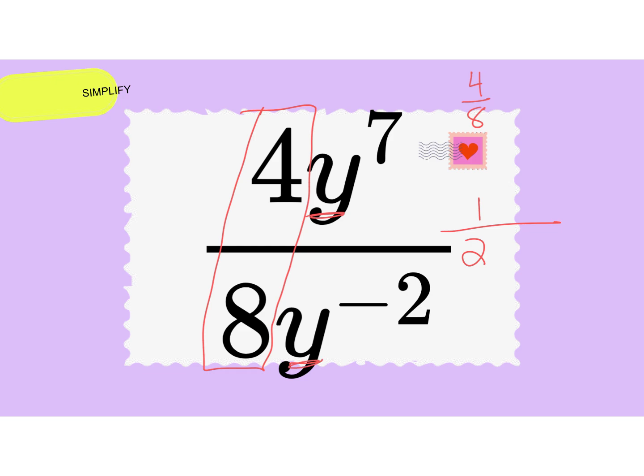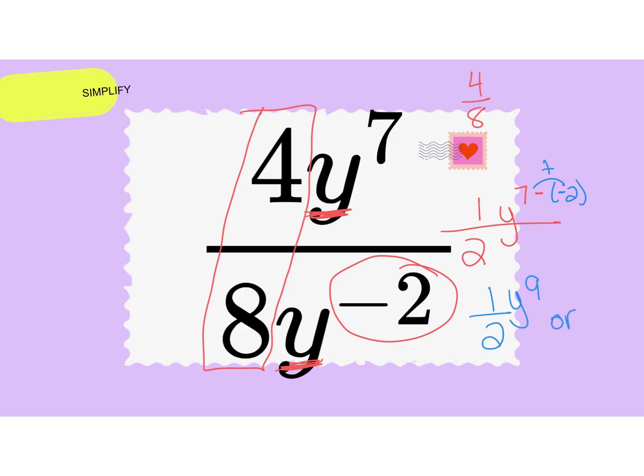So now I'm going to deal with my y's. The bases are the same. So I'm going to say the quotient of power rule that says if the bases are the same, here the bases are the same with y, I keep the base, and when dividing, I subtract the exponents. You have to be careful here. So I'm like 7 minus, but listen, this is a negative exponent right here. So 7 minus negative 2, right? We know the double negative turns into a positive. I'm left with 1/2 y to the power of 9, or you can write that as y to the power of 9 over 2.